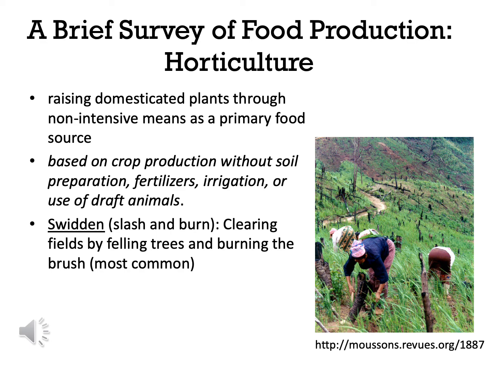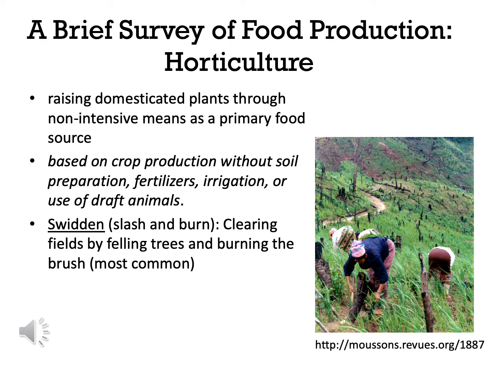Common examples of horticulture include swidden or slash-and-burn farming. This style of agriculture typically involves clearing a field of vegetation, allowing that vegetation to dry out, and then burning it before you start planting. The ash provides an effective fertilizer for the field.